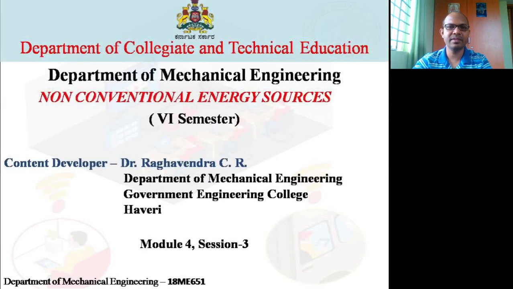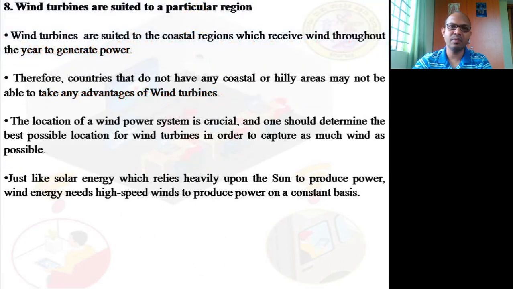Now the other important point is that wind turbines are suited for particular regions. This is an interesting thing. We have studied in the previous class where data has been collected on where wind energy availability is more. Out of 16 states, different states have their own capacities for wind turbines. So wind turbines cannot be placed everywhere.